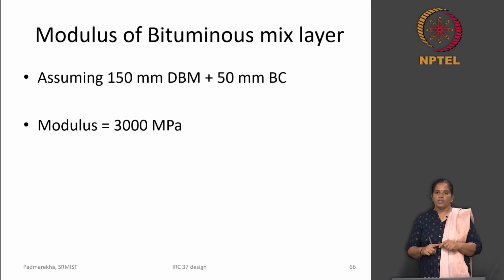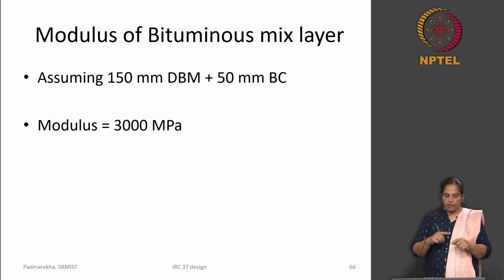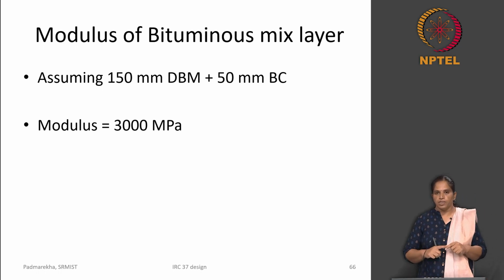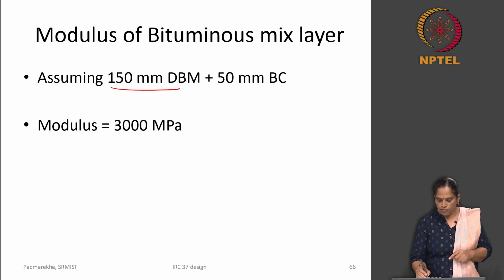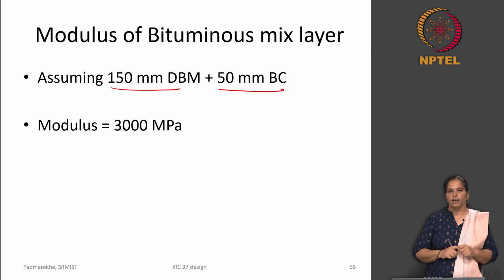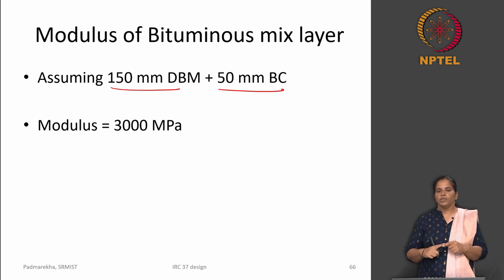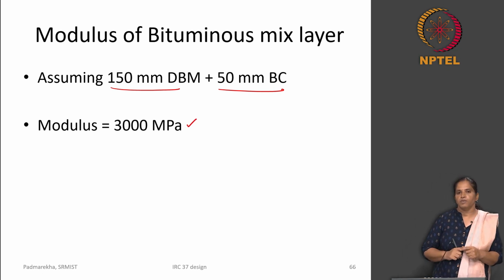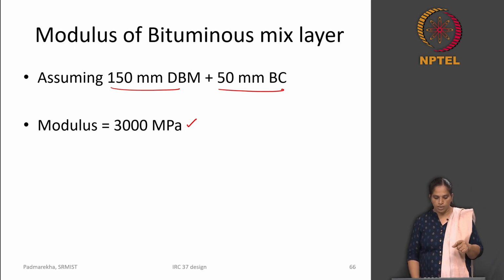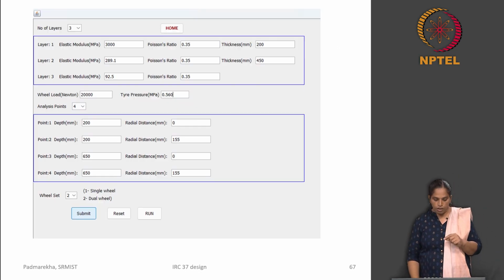Now, the modulus of a bituminous mix. So, we will assume the bituminous layer to be a two layer. One is a binder course of 150 mm DBM and 50 mm BC at the top layer. So, as per the indicative numbers given in the table, we select the modulus corresponding to 35 degrees Celsius, and we will use the modulus of 3000 megapascal for the computation of stresses and strains.